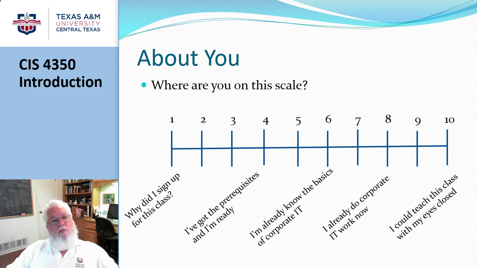Later on, one of the things that we're going to ask you to do is a weekly journal, and I'm going to ask you some questions about where you are on this scale. The scale goes from a 1, oh my God, why on earth did I sign up for this course? I am so lost, to the other end of the scale, which is, I could teach this class with my eyes closed. I imagine most people are going to be in the middle, in the 3 and the 4 range, where I've got some of the prerequisites, and maybe I already know a little bit about how corporate and IT stuff works, or somewhere in that range. So I'm going to ask you this question in an upcoming thing.